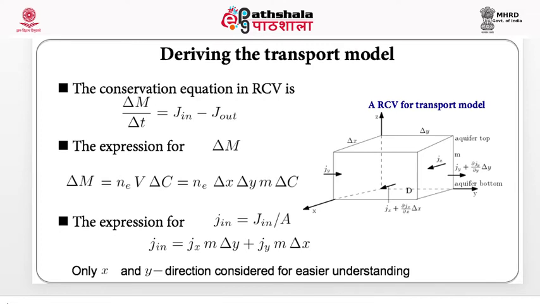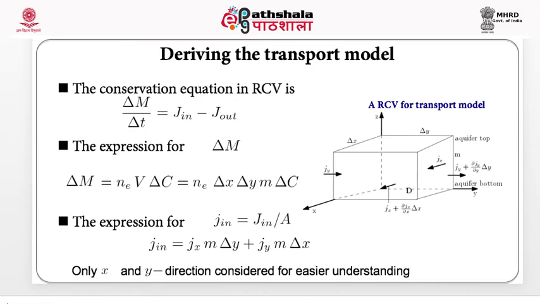Let's start with the expression for delta M, or change in mass in the model aquifer. This is simply the volume of the model aquifer, or the volume of the RCV, times the change in concentration. Of course, it has to be multiplied by the effective porosity, because that is where the water is flowing. So this can be simplified as Ne delta X delta Y M delta C. Here M is the thickness of the aquifer, which we have used instead of delta Z for simplicity. Now we have delta M.